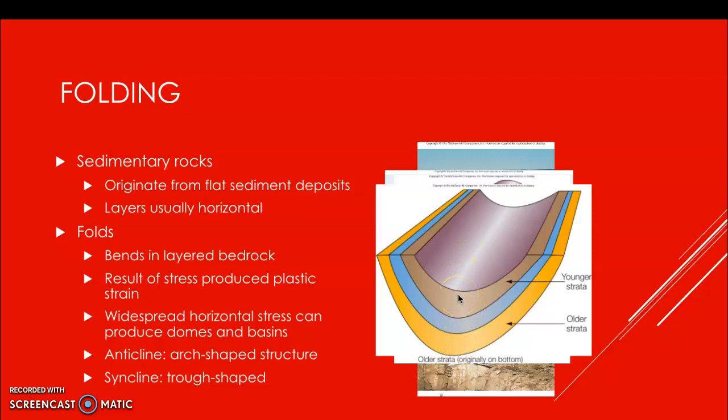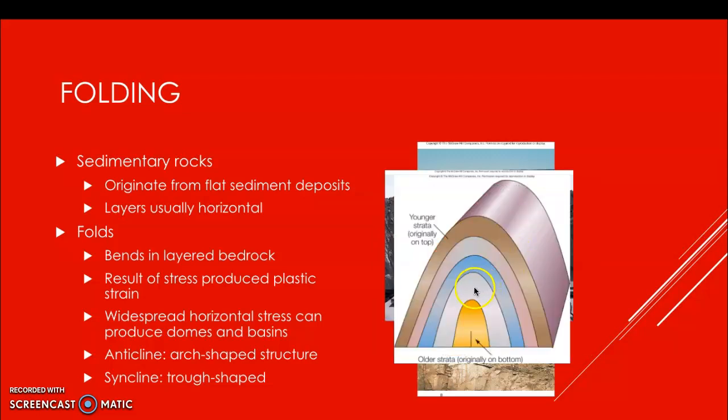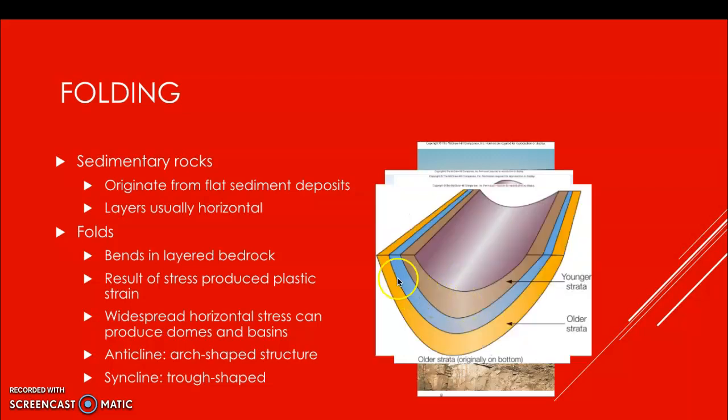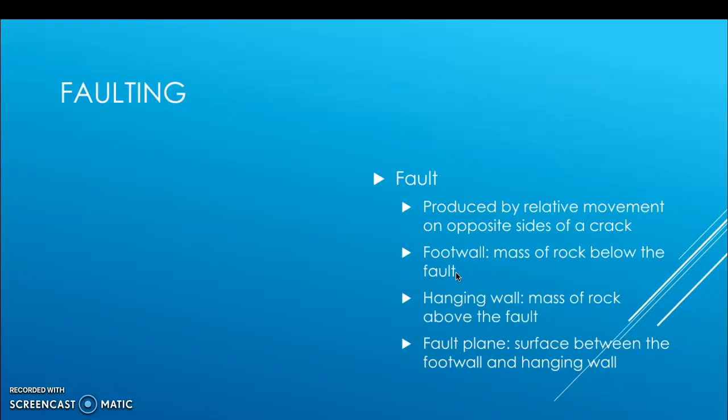The cool thing about these is if you're walking across, you're going to go from old to young. If this has been eroded away up top, we're going to go from young to old. So we would go from old to young, young to old, anticline, syncline. You can start to infer from there based on what we see with the rocks. All right, now let's move on to faults.